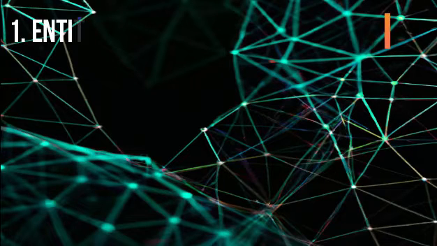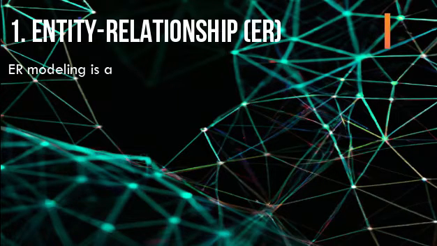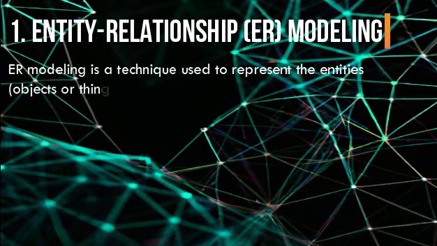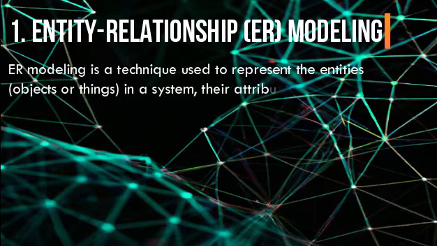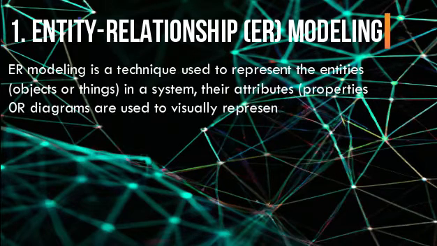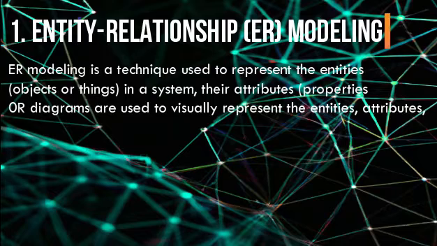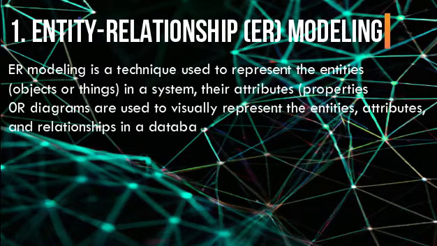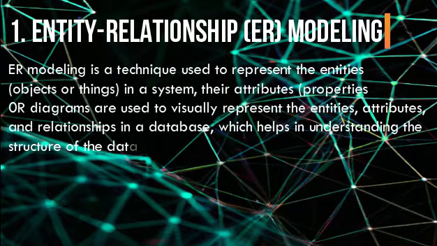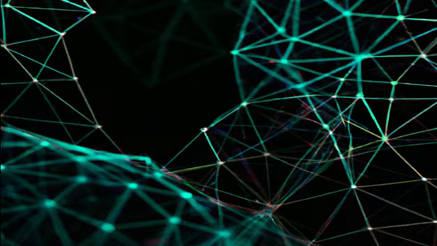1. Entity relationship modeling. Modeling is a technique used to represent the entities (objects or things) in a system, their attributes (properties or characteristics), and the relationships between entities. Diagrams are used to visually represent the entities, attributes, and relationships in a database, which helps in understanding the structure of the database and its relationships.